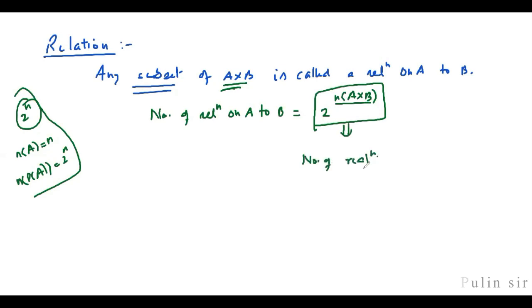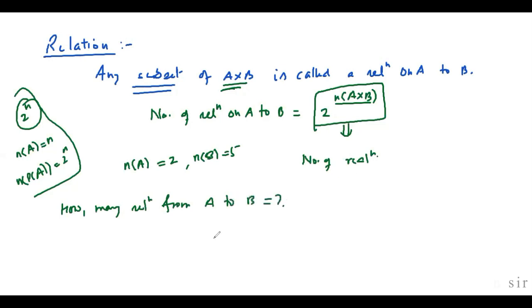So tomorrow, if somebody tells you that n of A has two elements and n of B has five elements, how many relations from A to B are there? It will be simply 2 to the power 2 into 5, that is 2 to the power 10, that is 1024. So these many relations will be there from set A to set B. Now we'll be discussing what types of relations we have.